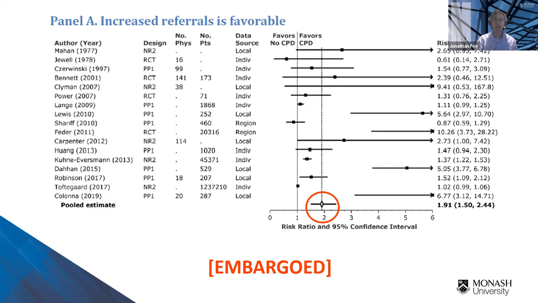When interpreting these results, there's a few things to pay attention to. Firstly, there was a large heterogeneity in terms of the clinical specialty of participants. So, some of them might have been in general practice, others in cardiology. There was also a large heterogeneity in the clinical topic targeted by the CPD, as well as the educational modalities used. Overall, the pooled risk ratio was 1.91, which indicates a 91% increase in referrals following CPD compared to no intervention.